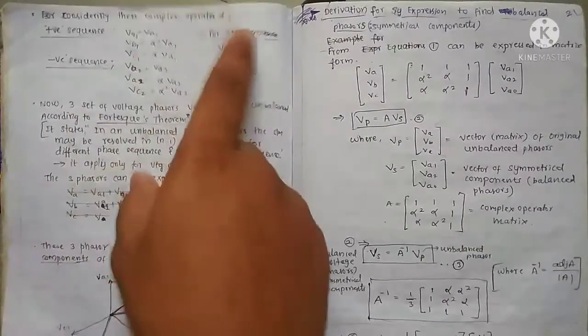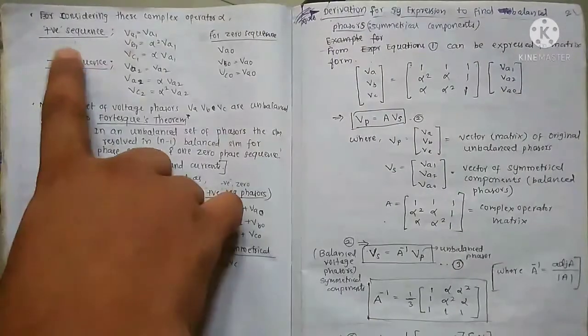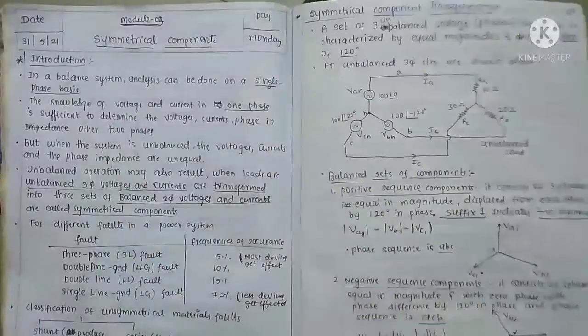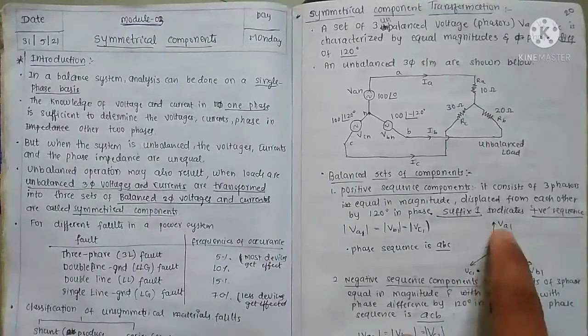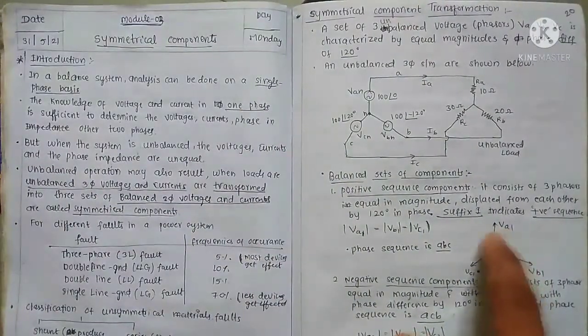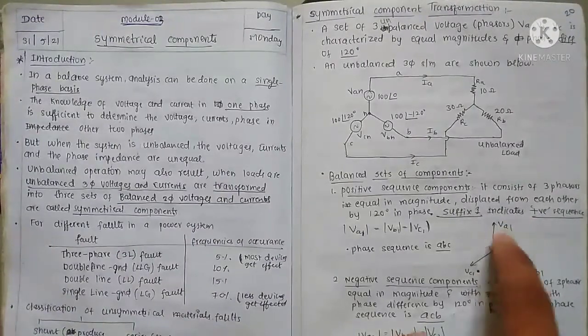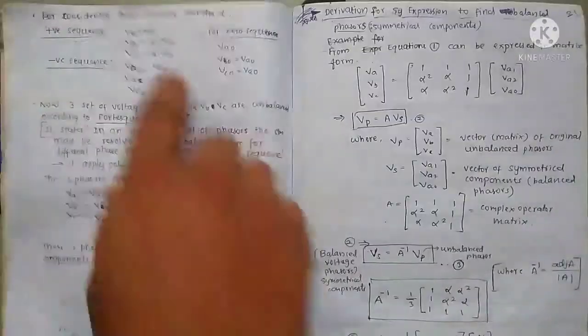Considering the complex operator alpha, let us write the positive sequence components. From this vector diagram, VA1 is equal to VA1, because there is no phase difference. Alpha indicates phase difference, right? There is no phase difference, therefore VA1 is equal to VA1.